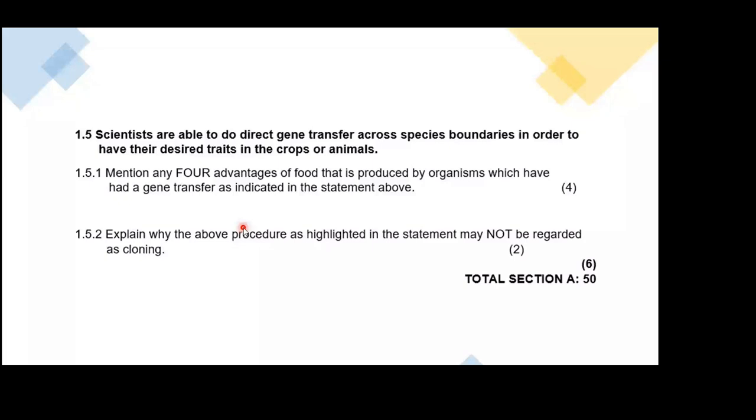And 1.5.2 says, explain why the above procedure, as highlighted in the statement, may not be regarded as cloning. So I wanted to stand still by this one quickly, okay? And just to ask you to have a little chat with your learners or the learners with their friends, and just quickly discuss what is the difference between gene transfer and cloning. And let's just see if we can get to this answer, because this is a bit of a higher order question. You have to be able to understand the difference. So I want to give about 30 seconds for you to discuss.